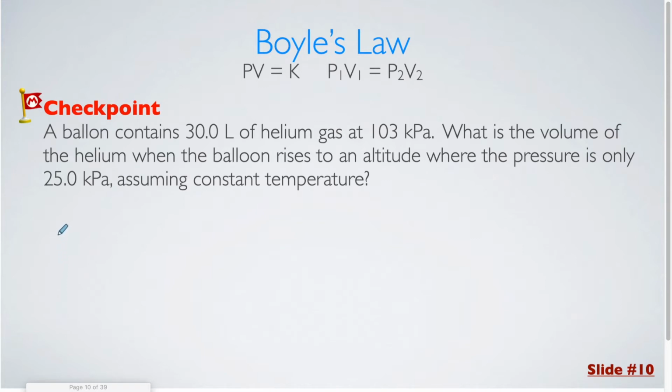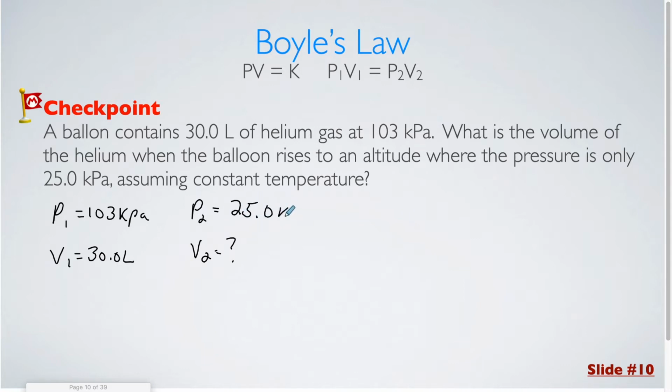Now there is a specific way that I want you to set up each of these problems, and this is the way that you will be evaluated for it on your test. You must write down each of the variables. So we have pressure 1, volume 1, pressure 2, and volume 2. A balloon contains 30 liters at 103 kPa. So I have 30.0 liters, 103 kPa. What is the volume? So I'm looking for the final volume here, where the pressure is only 25.0 kPa.